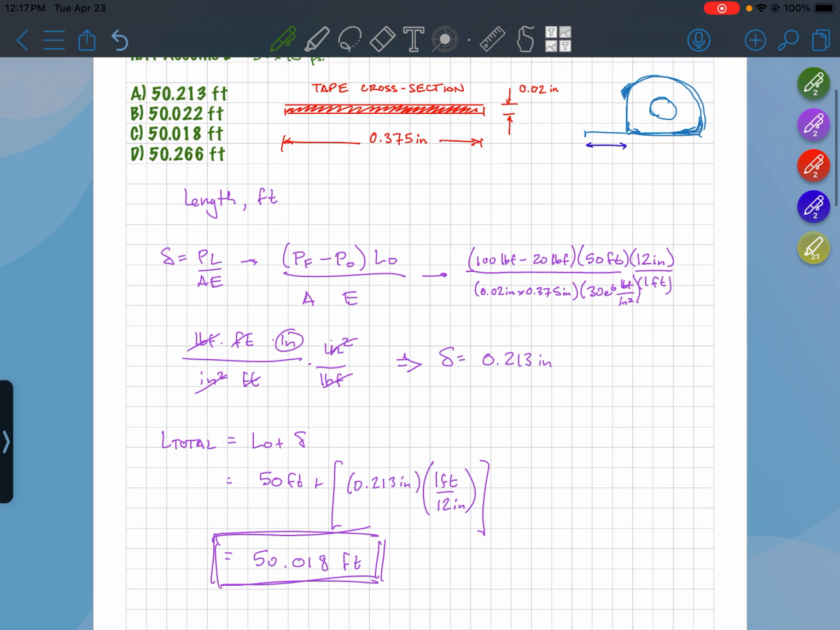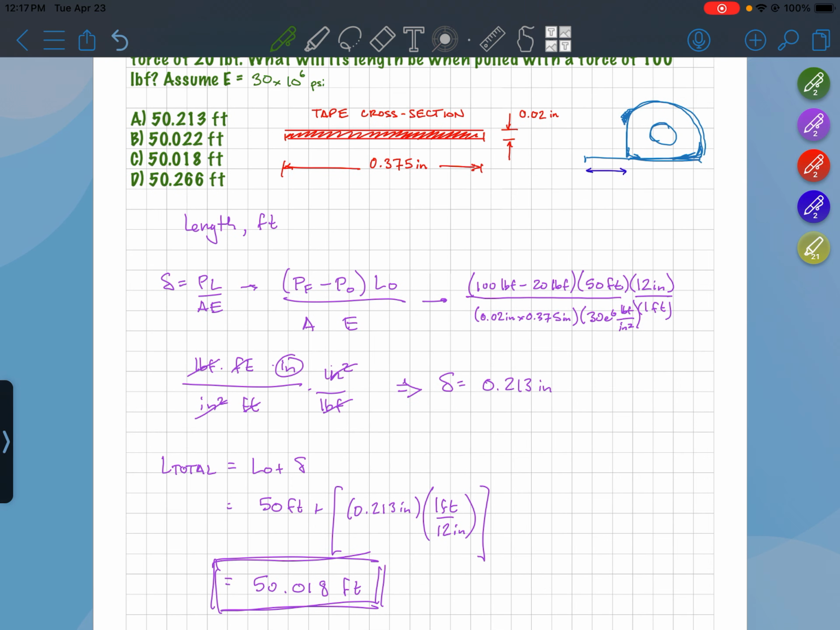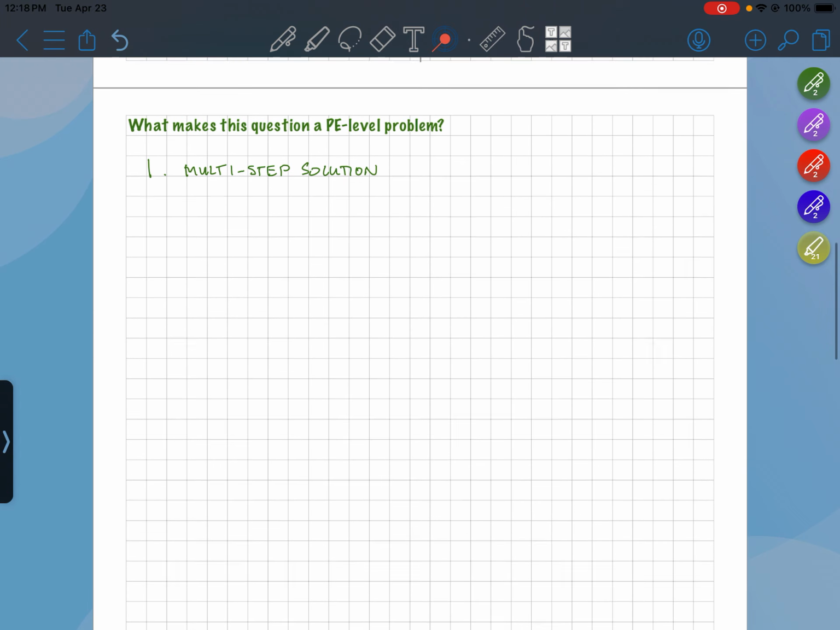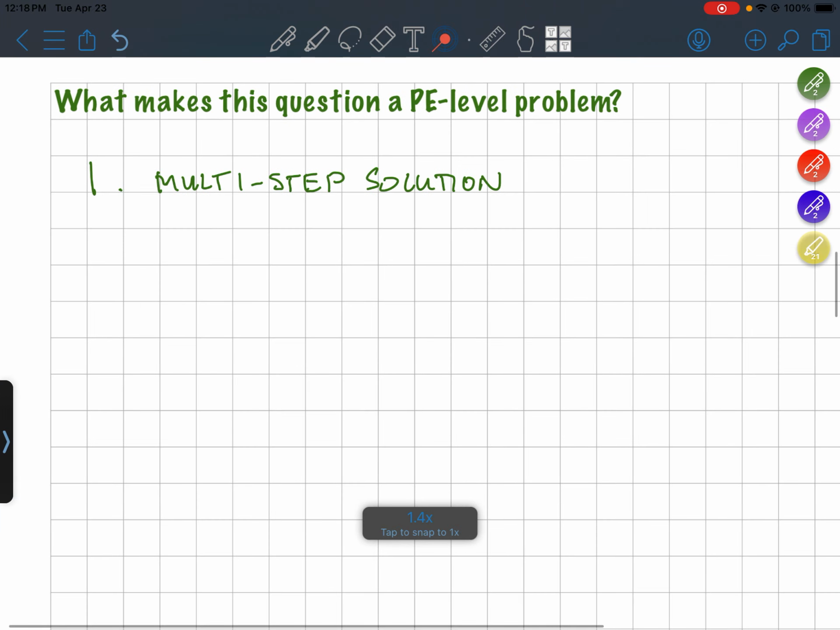So first, you see you've got the elongation step here. And then the second big step is knowing that you were solving for a total length, not just an elongation. A third step could be you needed to know that your P in this formula was final minus initial, or final minus original. So that's going to be happening in every problem we see. That's going to happen everywhere.